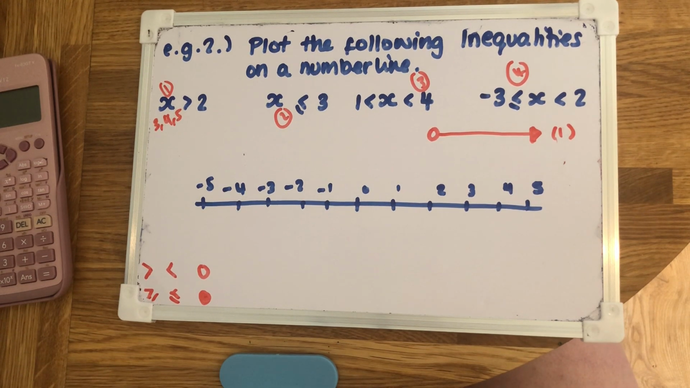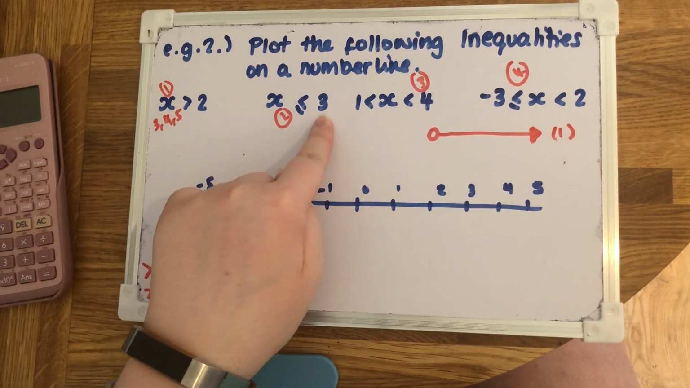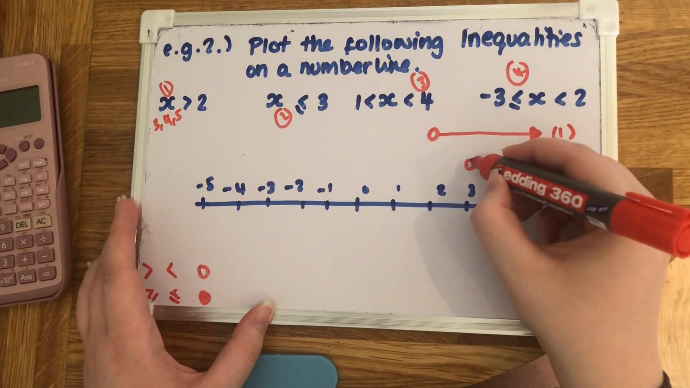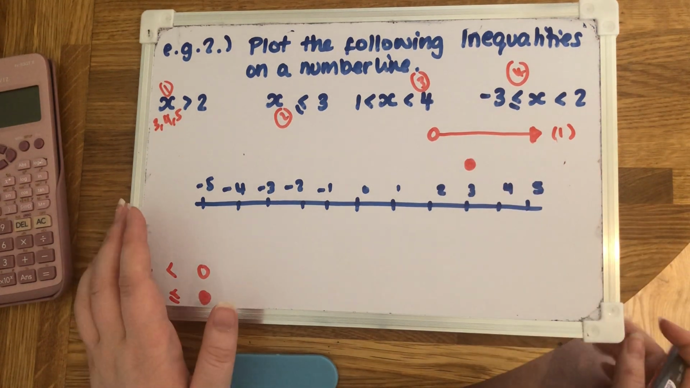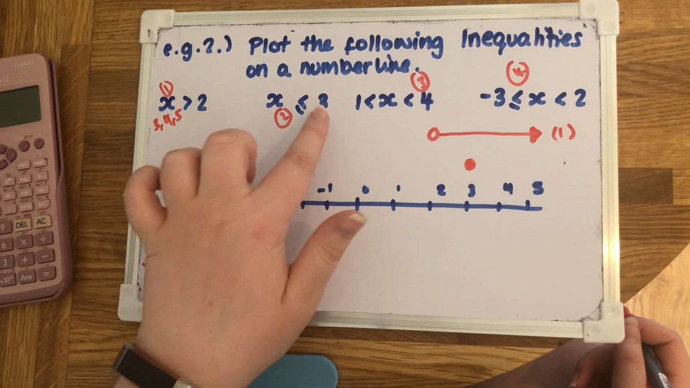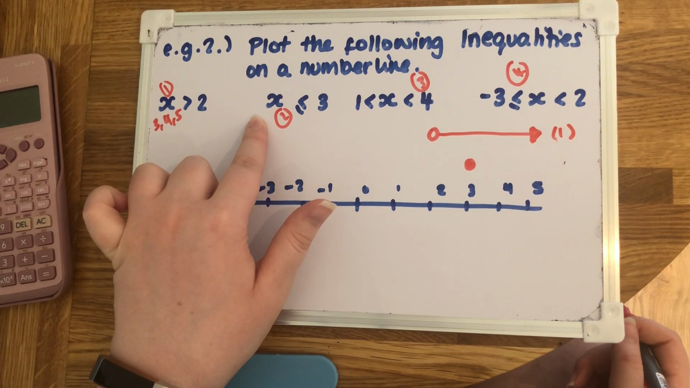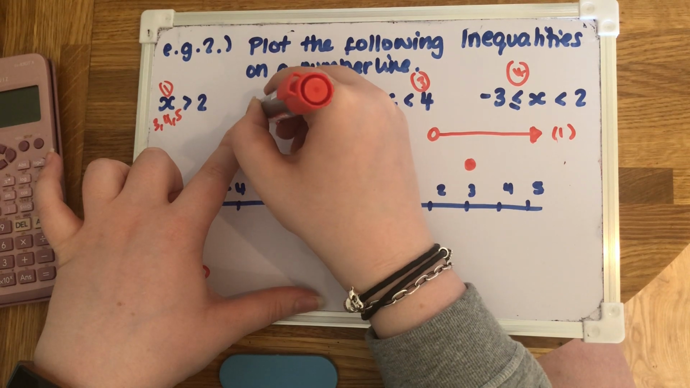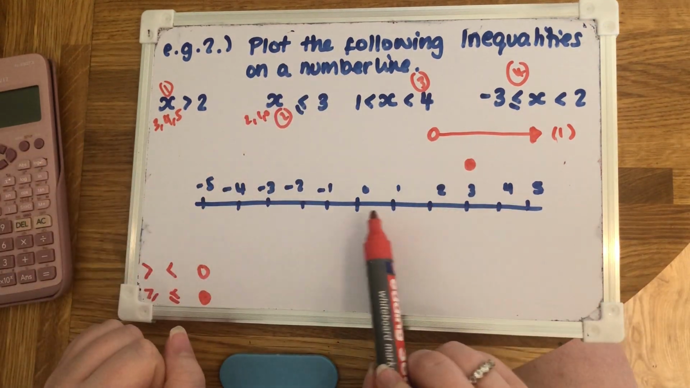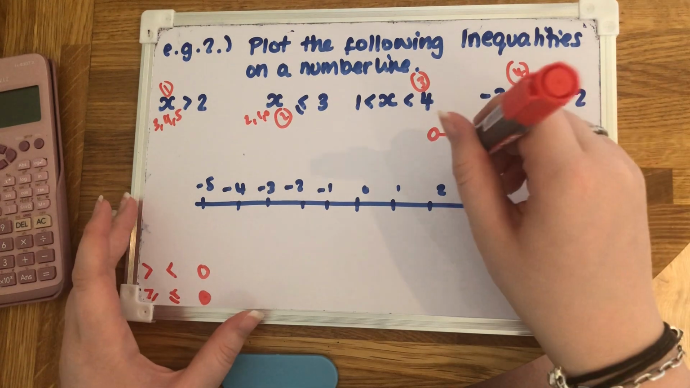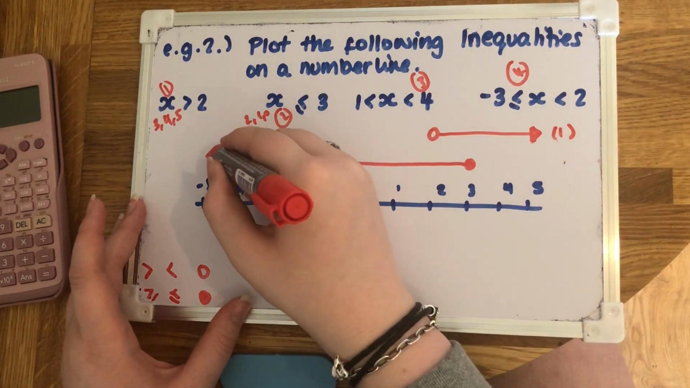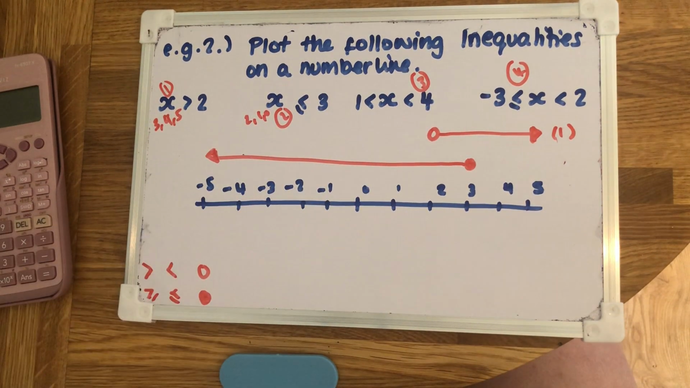Okay, the next one. So again, the number that's in there is 3. So I'm going to draw a circle at 3 just to start off with. Now, because it's got an equal sign as well, we're going to fill it in. Now this inequality is saying that 3 is bigger than x. So that means we need numbers that are smaller than 3. So it could be 2, 1, 0. So 2, 1, 0, all of these. So that means that the arrow is going to have to go in that direction. Okay, because those are all the values that x can be so that it is less or equal to 3.